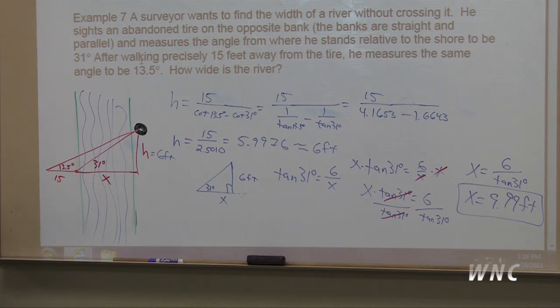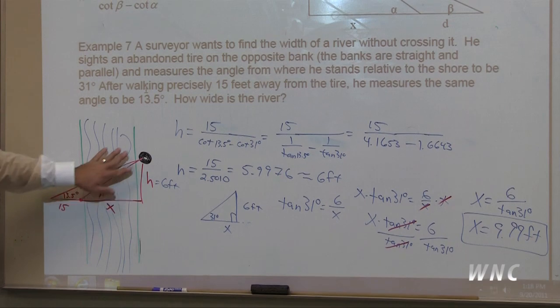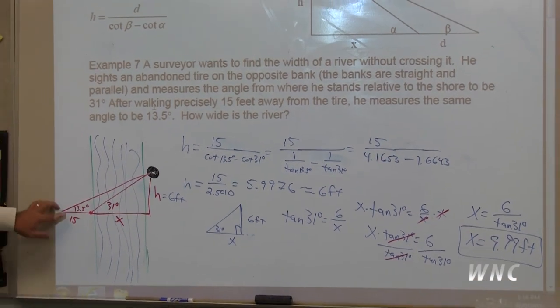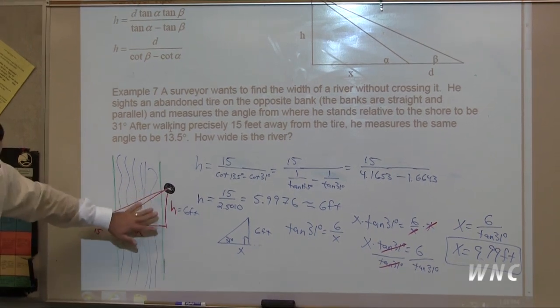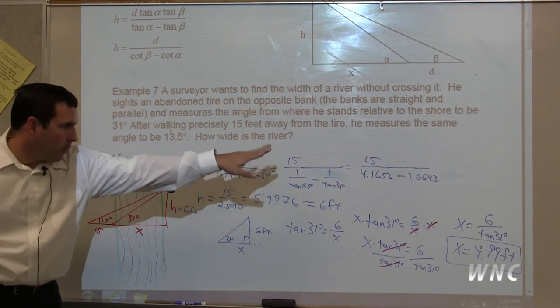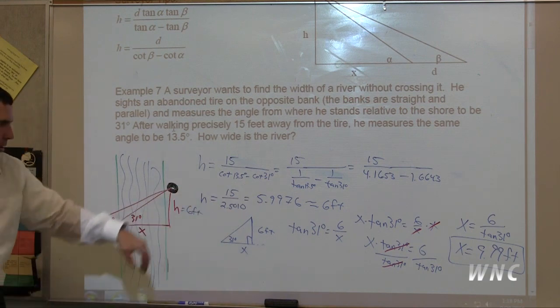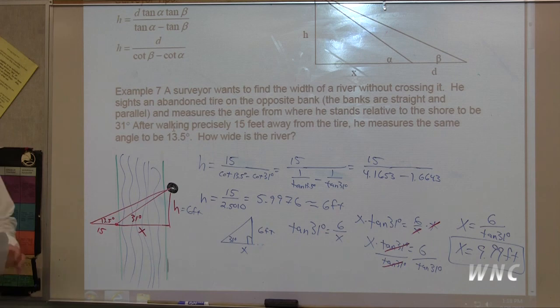So to recap, we're using this tool up here. We start at this point, it measures going over there 31 degrees, comes back, measures again 13.5 degrees. He's able to come up with this structure, so then he can apply these formulas, get our h, go back and get our x. And that does it for 6.2.